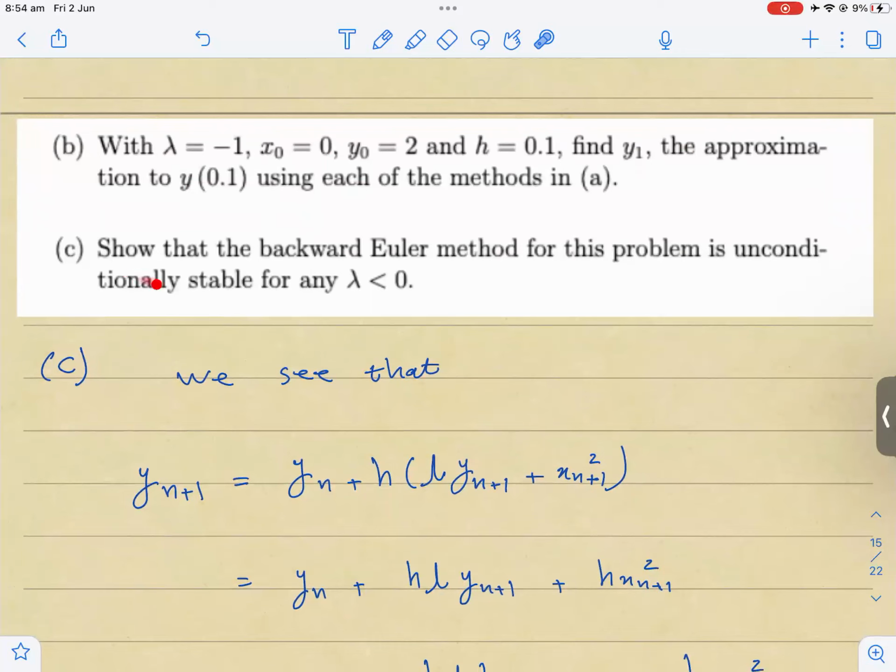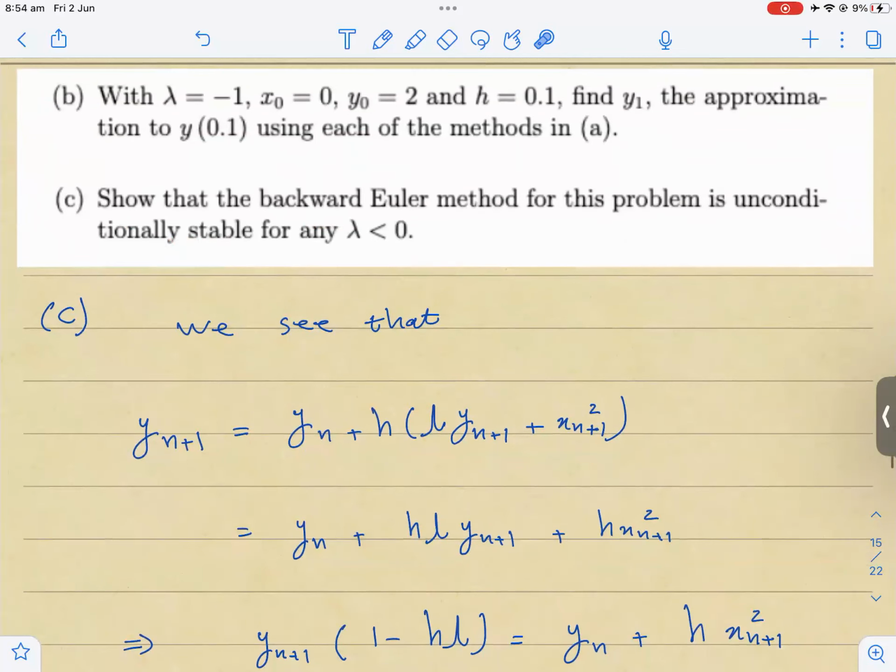Part C. Show that the backward Euler method for this problem is unconditionally stable for any lambda. For forward Euler method, there is a condition that h lambda should be less than 2/3. But here we can see that there is no condition like that. Y n plus 1, y n, this guy.